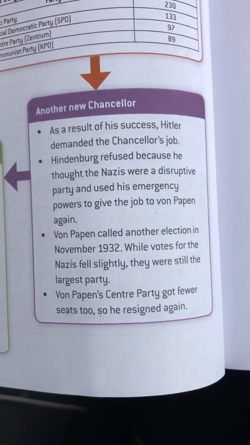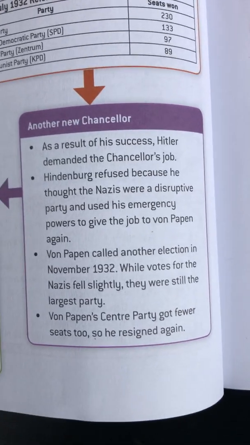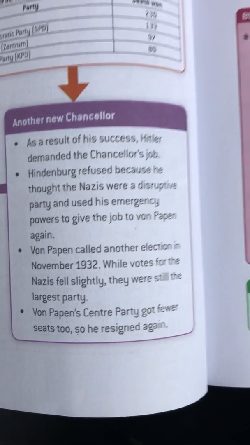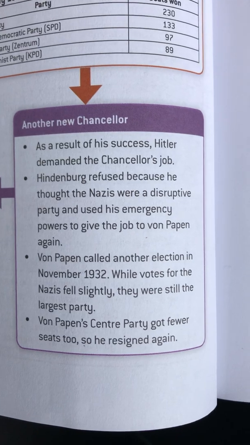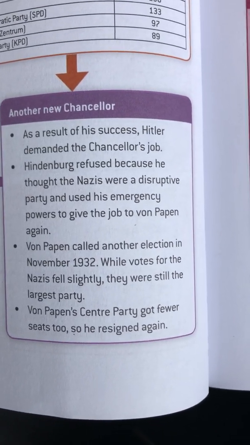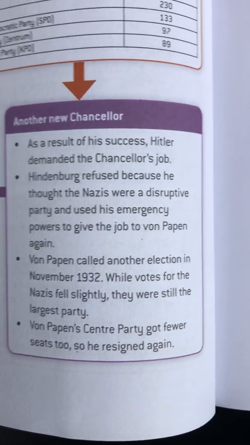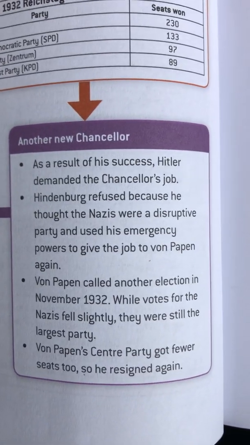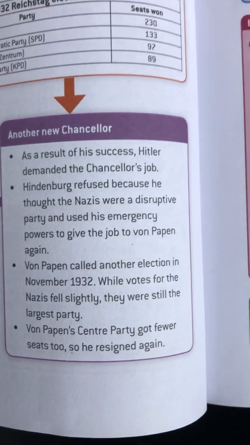What happened with this new Chancellor? As a result of his success, Hitler demanded that Hindenburg made him the Chancellor. Hindenburg refused, so his main reason is he views the Nazis as disruptive. He doesn't trust them to be in power.